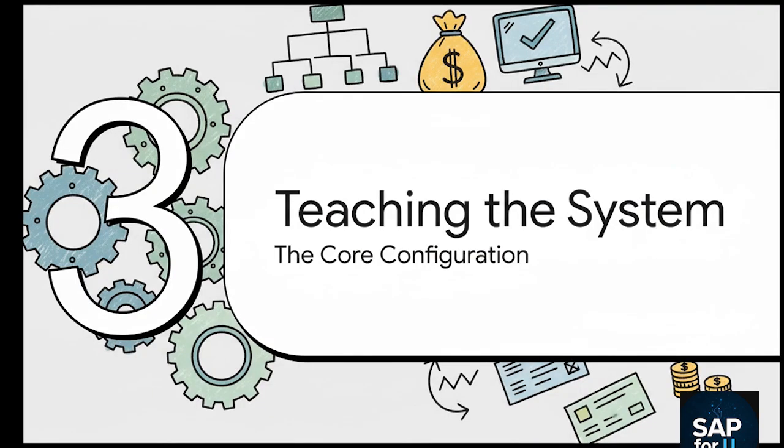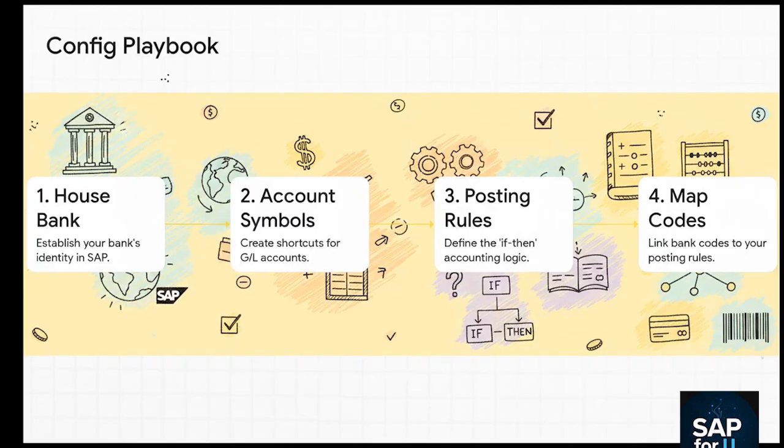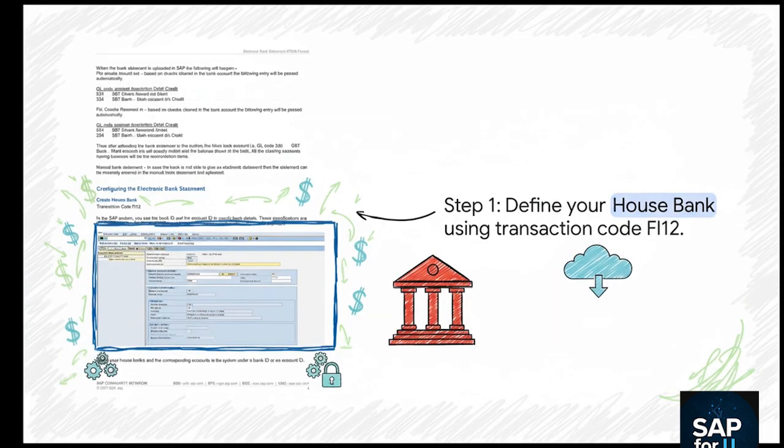Now, of course, this isn't just magic, right? We have to do a little bit of work up front. We need to teach SAP how to read the bank's file and, more importantly, what to do with that information. But here's the key. This is a one-time setup. You do it once and you unlock all that automation forever. And we're going to follow a really clear 4-step playbook to get this done. We'll set up our bank, create some handy shortcuts for our accounts, build out the accounting logic, and then map it all together. Simple.